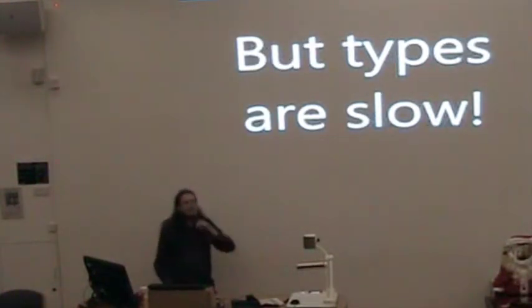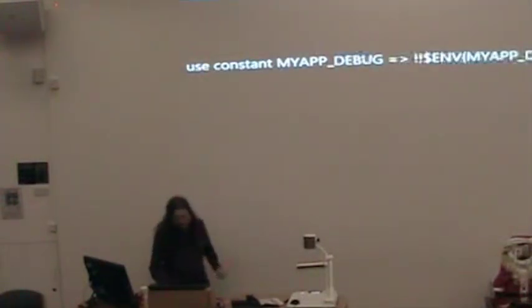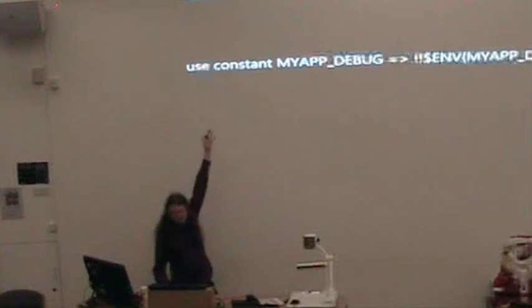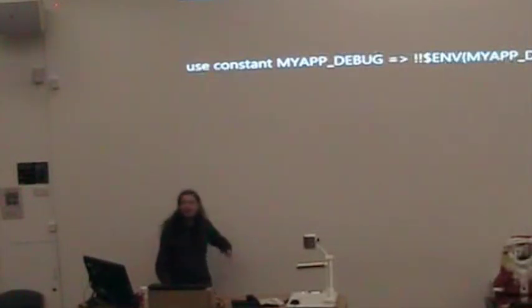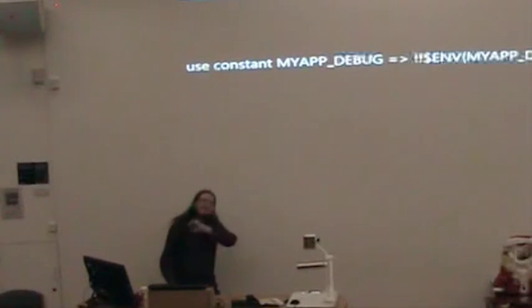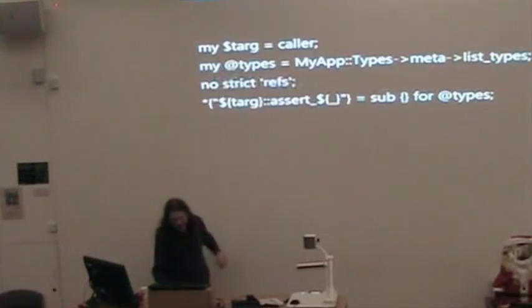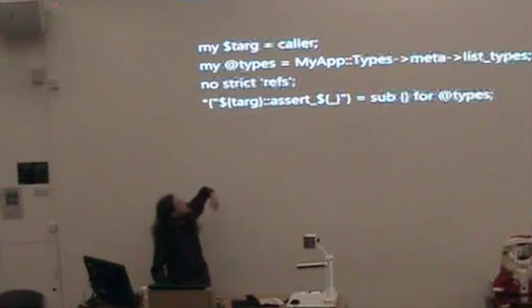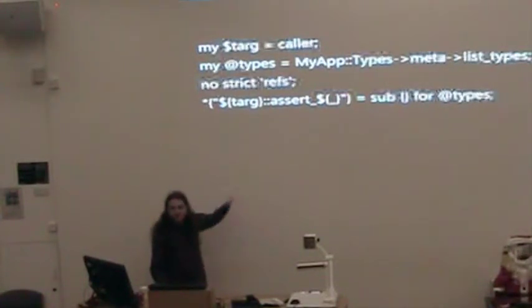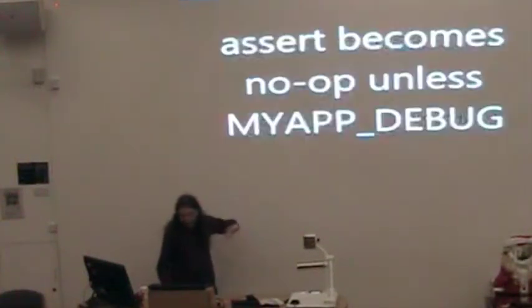And cue the thing of, but type checking is slow. Yes, but not as slow as debugging without them. So we need to find the compromise. How do we compromise? Well, what we do is we declare a constant MyApp::DEBUG, which is populated from the environment variable, bang bang to boolify it, because you might as well. And then what you can do is say, okay, import the types. If debugging is on, you import with :assert. What goes in there? Well, what you do is you grab the caller, grab the list of types out of the library, no strict refs, shove a bunch of subroutines into the namespace that are empty, at which point you're effectively declaring no-op subroutines, so those stop being a problem.